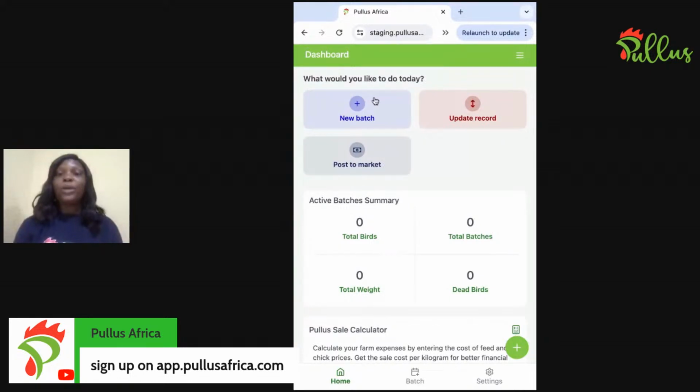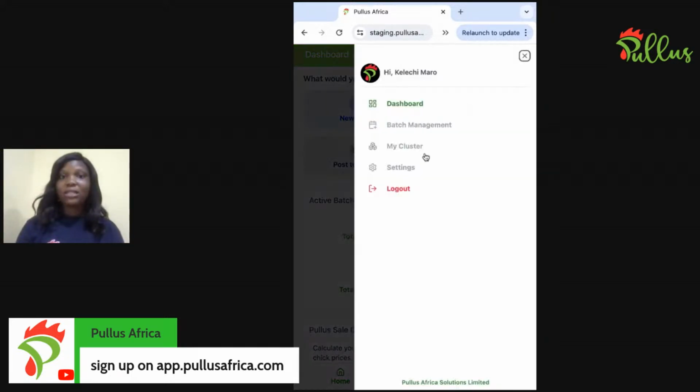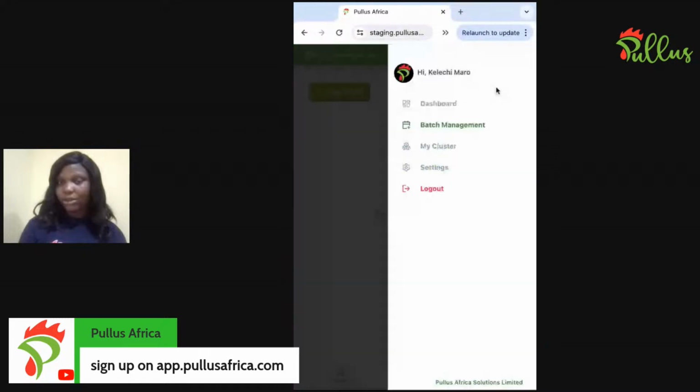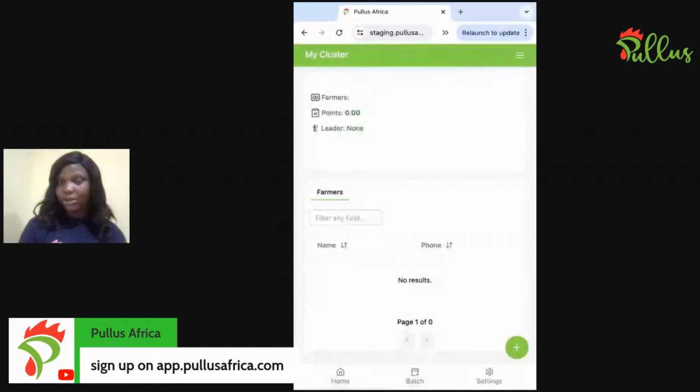Before I get there, when you click on this hamburger button, these three dashes on top by your right hand side, you can see the menus. You see your name, hi Kelechi Maru. And then you can see dashboard, batch management, my cluster, your settings, and then the logout button. From batch management, you can create a new batch. From my cluster, when you've been added to a cluster, you'll be able to see your cluster's name, the name of your cluster leader, and your cluster members and their phone numbers. So you can always reach out to them.